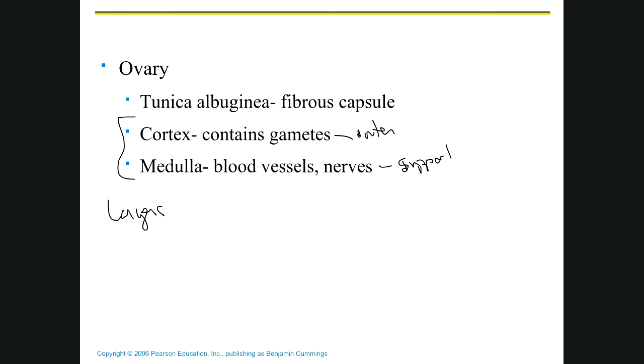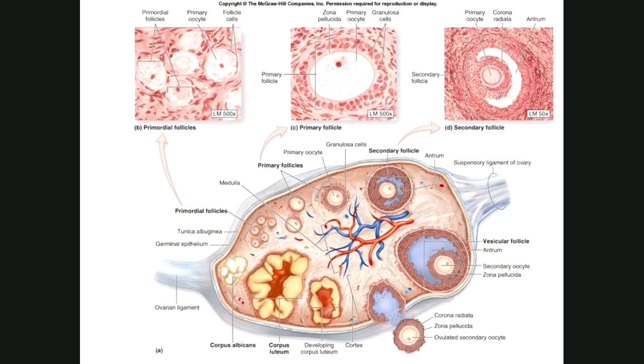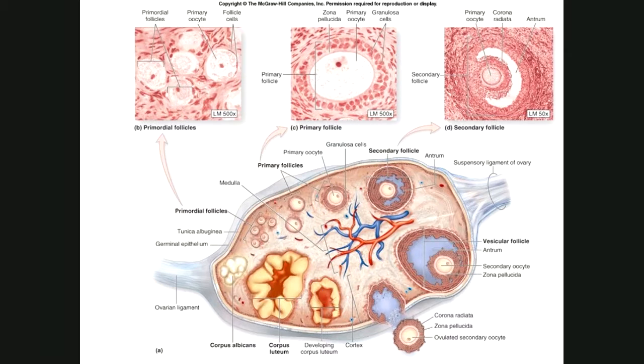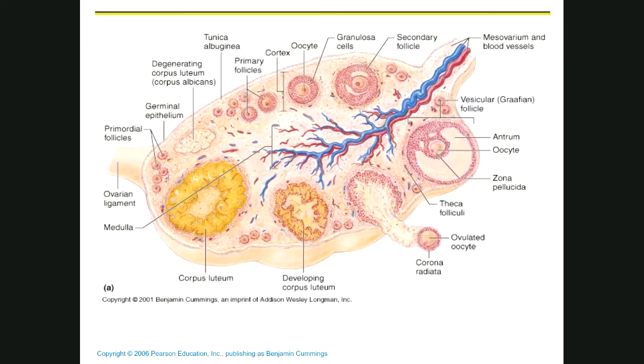And so when you look here, there's our tunica albuginea, this outer layer right here. This is the cortex, and it goes all the way around. And then here's the medulla here in the middle, where the blood vessels and so on are. And so that's kind of what it looks like in gross. There's another view of it. You can see the same thing.